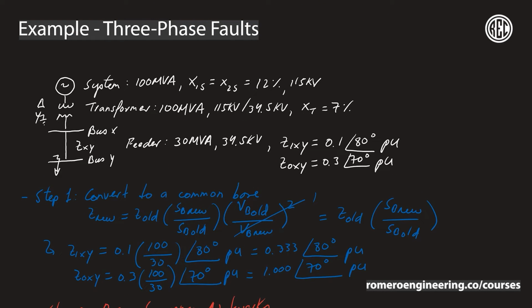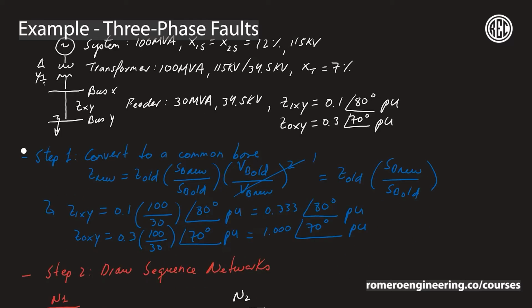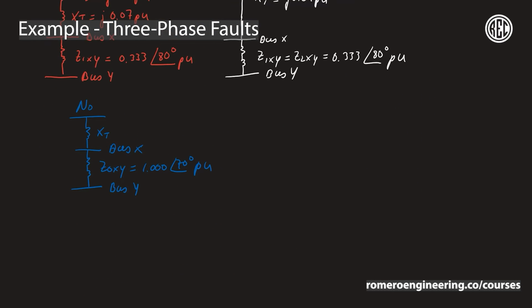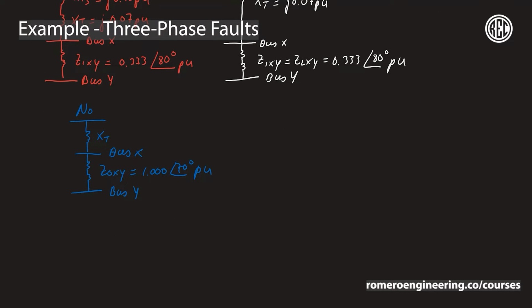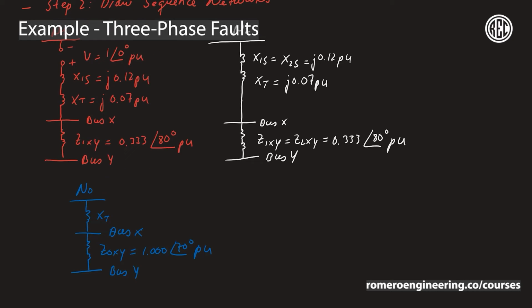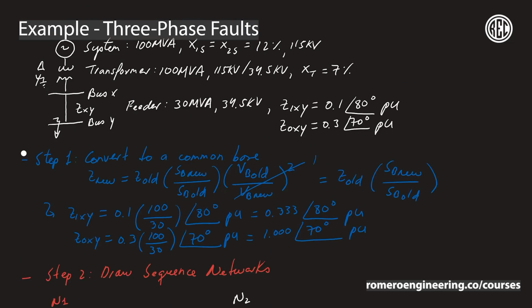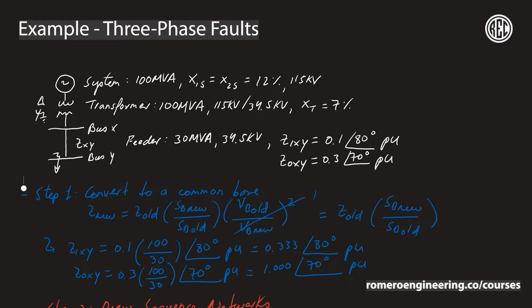As we saw before, for delta-Y transformers, we need to connect our zero sequence network like this, where the high side is isolated from the zero sequence network. Now for this example specifically, we're trying to calculate the fault current for a three-phase fault at bus Y.